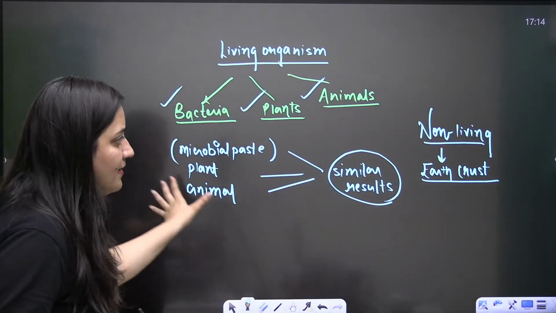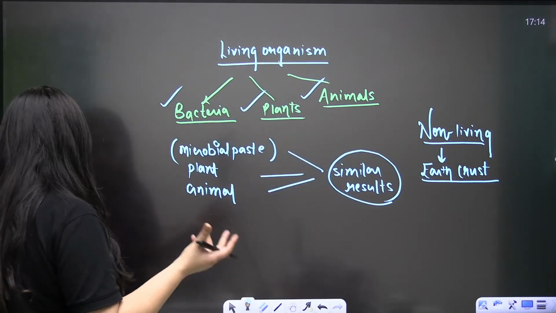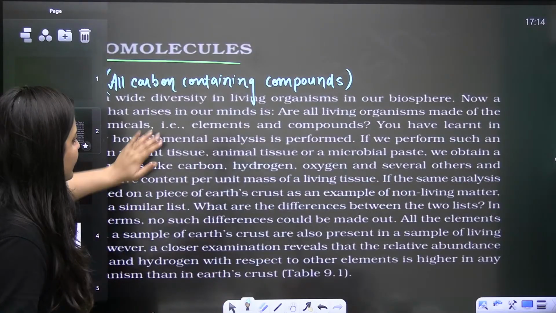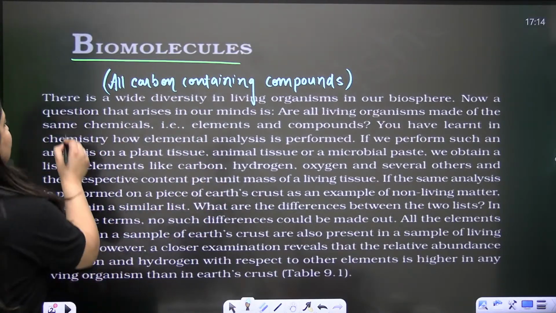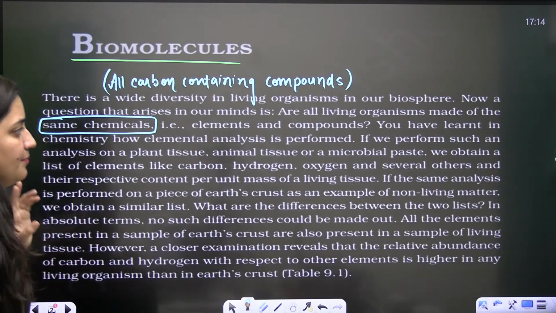So this is about the biomolecules. Obviously, as per the word, bio means life, molecule means the molecules which are present here. So here it is from NCERT. You can see here that all the living organisms are made up of the same chemicals, that is, the same elements and compounds.